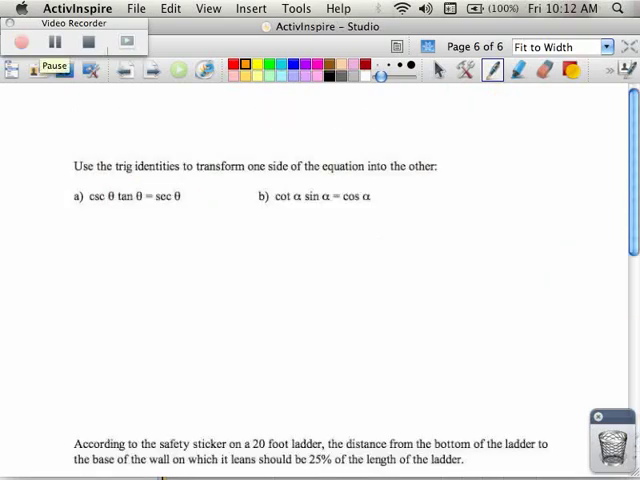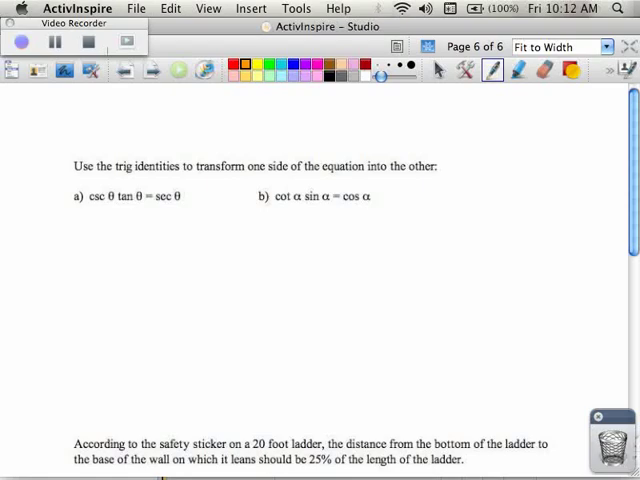In the next example, A and B, they just want to show you that whenever they use the word identity, that means equal. Like 5 $1 bills are identical to a $5 bill in value. That kind of thing. So let me show you what's going on here.